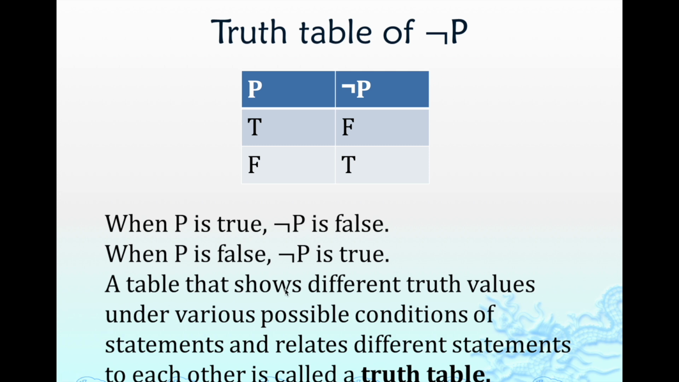A table that shows different truth values under various possible conditions of statements and relates different statements to each other is called a truth table. So this is a simple example of a truth table.